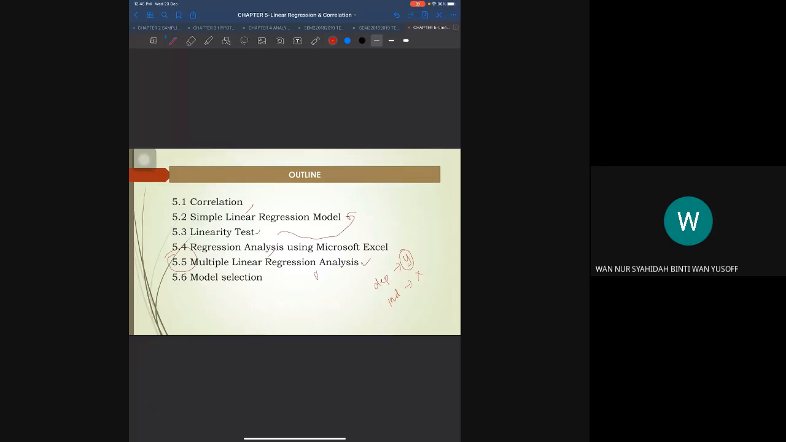So that means in your final exam for this chapter, we give you the output from Microsoft Excel, especially for the multiple linear regression analysis. What we will discuss in this chapter for the multiple linear regression is that we provide you with the output. It will be output from Microsoft Excel. So how to read the output? That value means what, that value represents what, and so on.